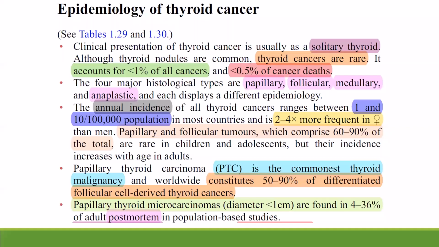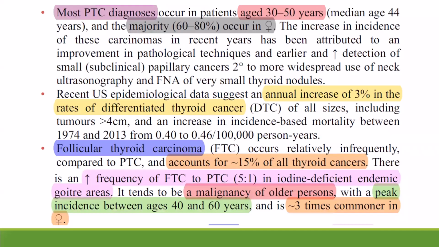Most papillary thyroid cancer diagnoses occur usually at age 30 to 50 years, and follicular thyroid cancer usually occurs in the elderly population. The annual increase rate of differentiated thyroid cancer is about 3%. Follicular thyroid carcinoma represents about 15% of all thyroid cancer. The frequency of follicular thyroid cancer is increased in iodine deficient endemic goiter areas more than papillary thyroid cancer. The malignancy of older people is usually follicular. The peak incidence of follicular thyroid cancer is 40 to 60 years, and it is more common in females.